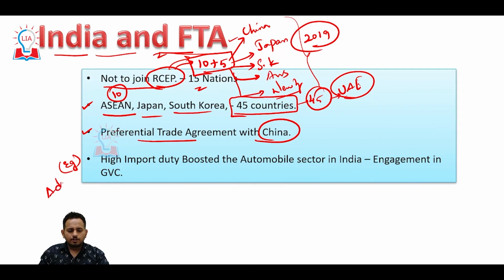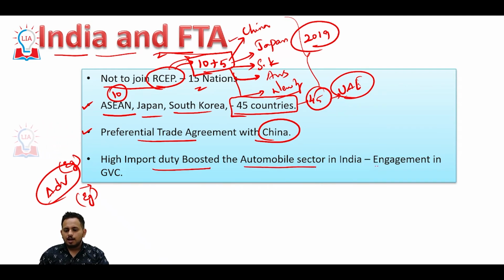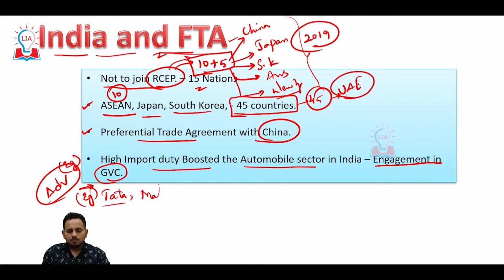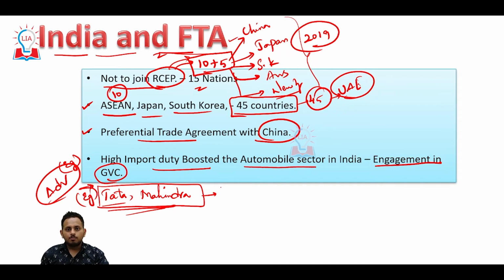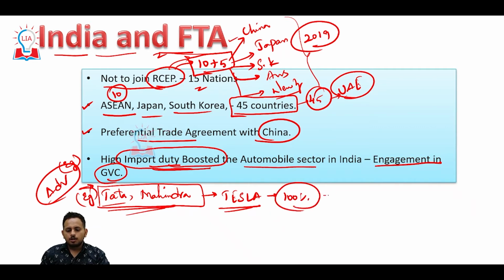And one of the major advantages that you can write as an example is that high import duty boosted the automobile sector in India, and this helped the engagement in global value chain. For example, we have indigenous industries like Tata and Mahindra. These industries could develop because India has had high import duty on automobile imports. Even now you can see Tesla, which is trying to enter the Indian market, is facing almost 100% import duty. That is, if a Tesla car costs 40 lakh abroad, when it is imported it costs 80 lakh here.